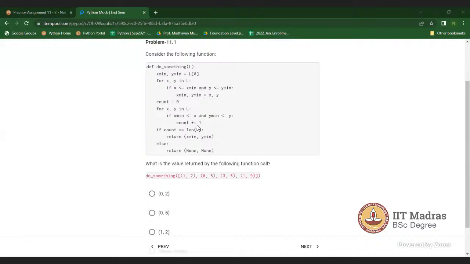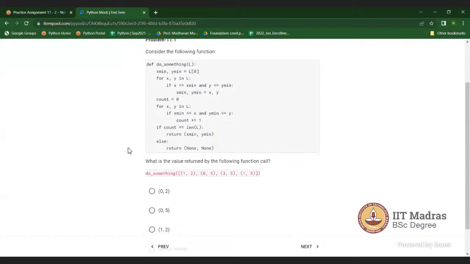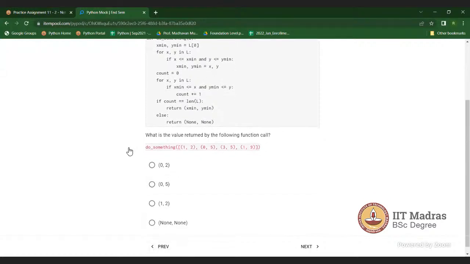So what does this say to you? Basically we are just counting the number of occurrences of these minimum values. My basic question was, I am able to understand the code for sure. But can you just skip to problem 11.2? Maybe 11.2 will do.